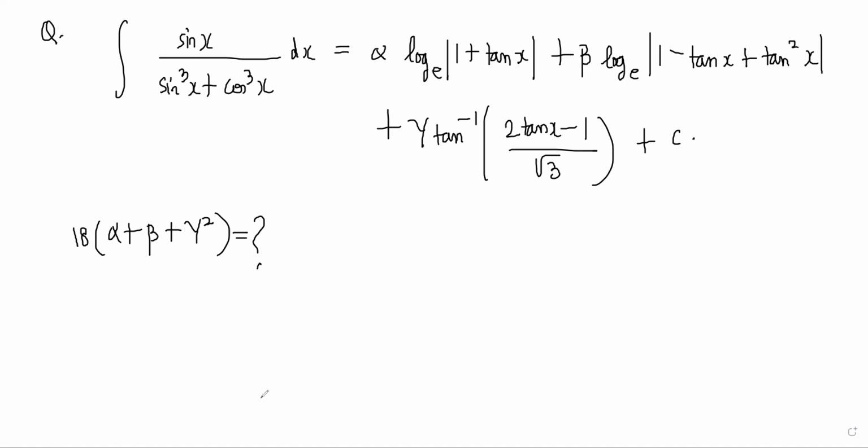Sir, I divided it up and down with cos cube x to get tan x sec square x dx by 1 plus tan cube x. So you'll get t dt divided by 1 plus t cube. But I'm stuck at how to integrate that. I divided it up and down with cos cube x, so you get tan x into sec square x dx divided by 1 plus tan cube x, which is t dt divided by 1 plus t cube. But I don't know how to integrate that.